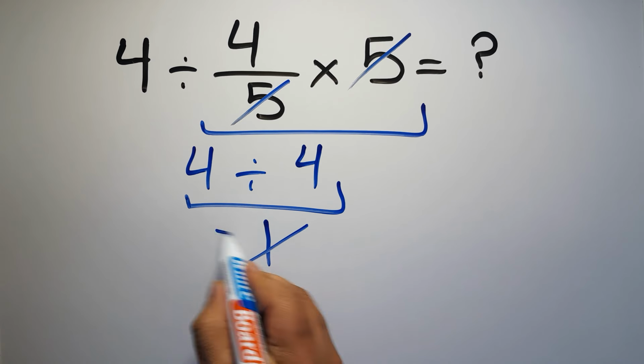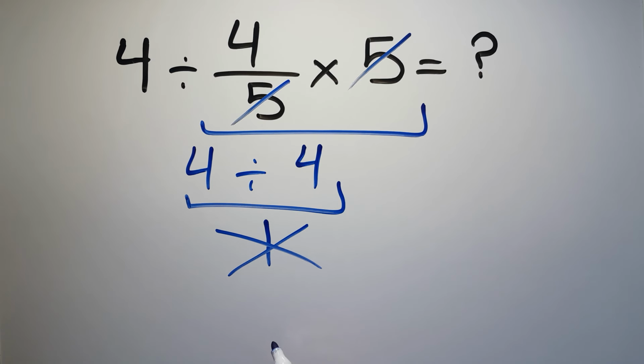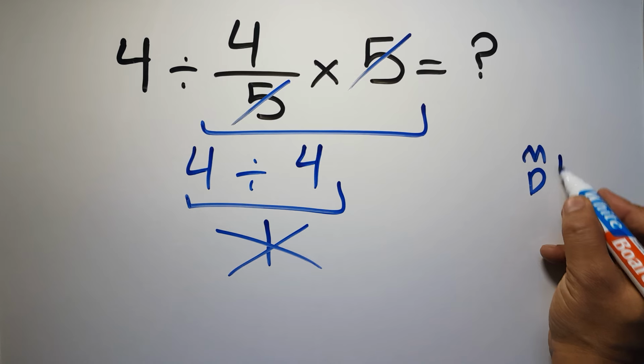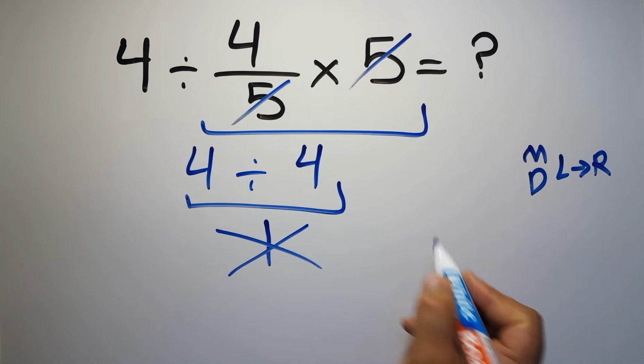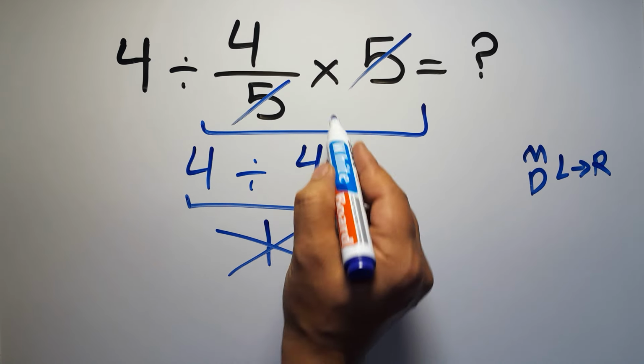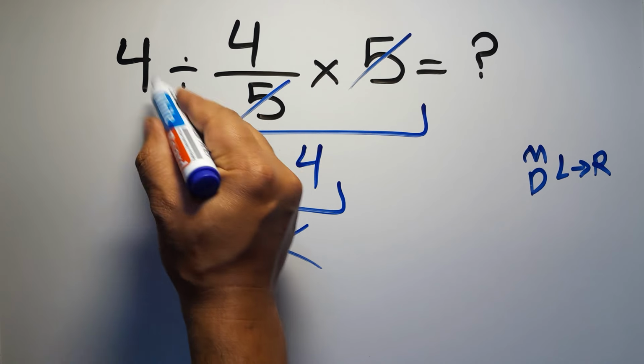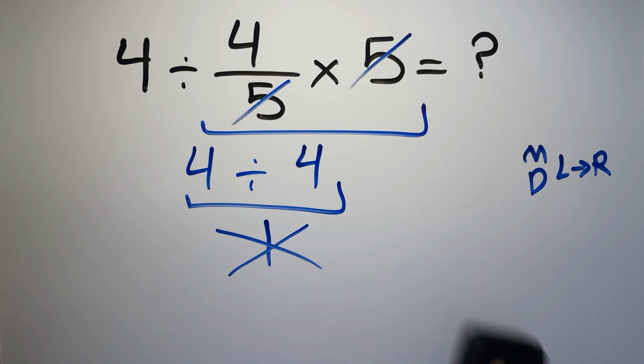But this answer is not correct. Because according to the order of operations, multiplication and division have equal priority and we have to work from left to right. So here, first we have to do this division, then this multiplication. If we do this multiplication before this division, it is wrong.